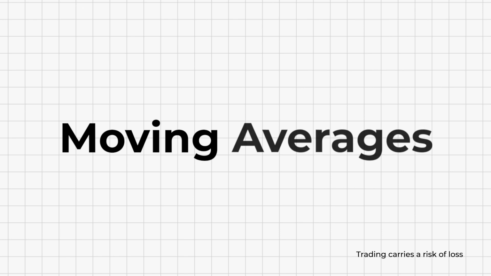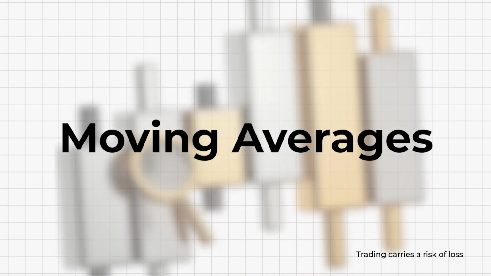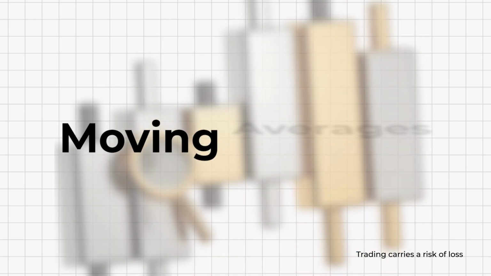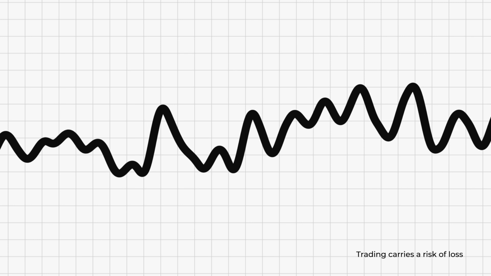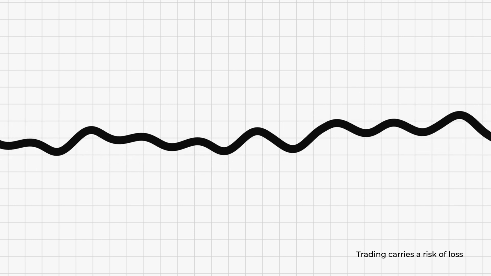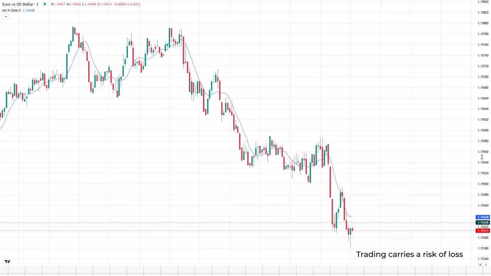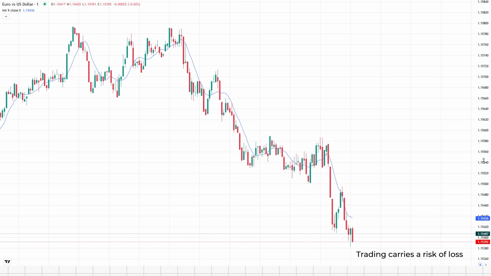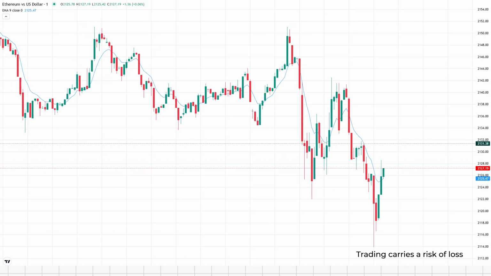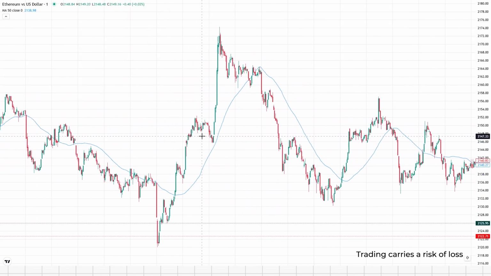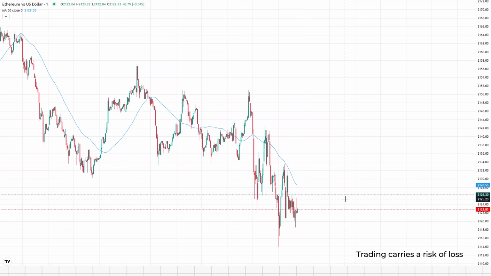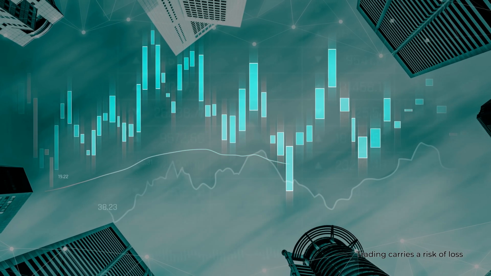Let's start with moving averages, one of the simplest ways to see the market's direction. They come in two main types: simple moving averages, SMA, and exponential moving averages, EMA. Think of them as tools that smooth out the waves in stock prices to show the market's overall direction. The SMA calculates the average price over a set period, while the EMA gives more weight to recent prices, so it reacts more quickly to changes. When prices stay above a moving average, it can indicate an uptrend. If they drop below, it may signal a potential shift, prompting you to reassess your strategy.